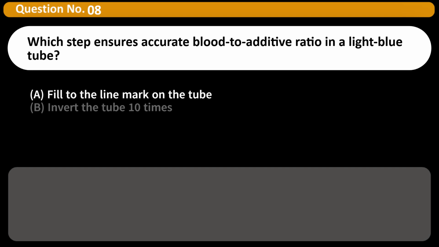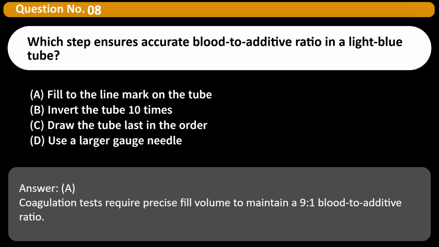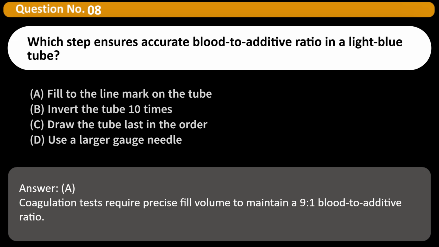Which step ensures accurate blood-to-additive ratio in a light blue tube? A. Fill to the line mark on the tube. B. Invert the tube 10 times. C. Draw the tube last in the order. D. Use a larger gauge needle. Answer A. Coagulation tests require precise fill volume to maintain a 9:1 blood-to-additive ratio.